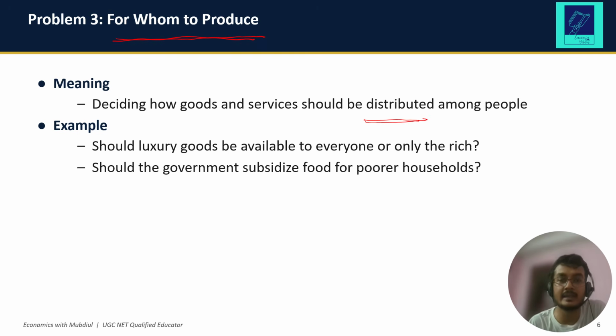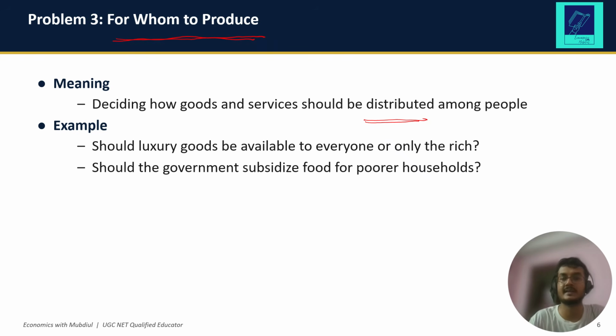We have already produced the goods. Now the question is who will receive them? Think about this. Imagine an economy produces 1 million bags of rice. Should everyone receive the same quantity? Should those who can pay more get more? Should poor families receive government support? These are difficult questions. Economics does not only study production, it also studies distribution.